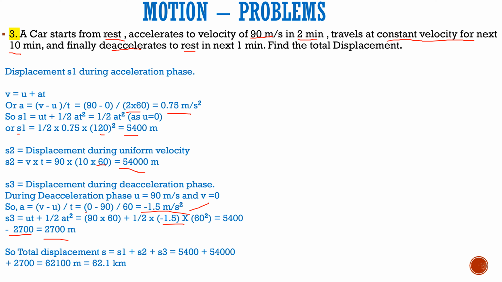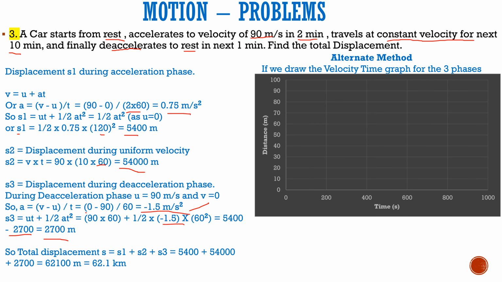But of course, we know from the previous concepts that we can also use the velocity time graph. So let us try to do the alternate method also and see if we can save some time here. So let us draw it quickly. This is not distance. This will be velocity, right? So this is velocity time graph.